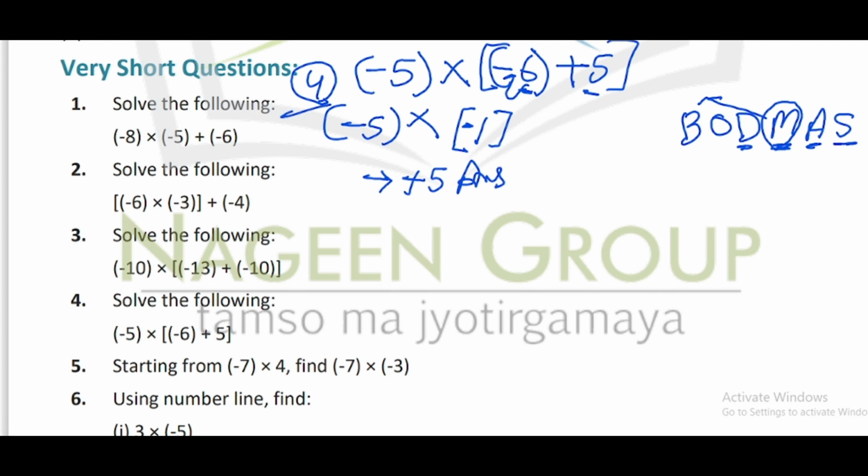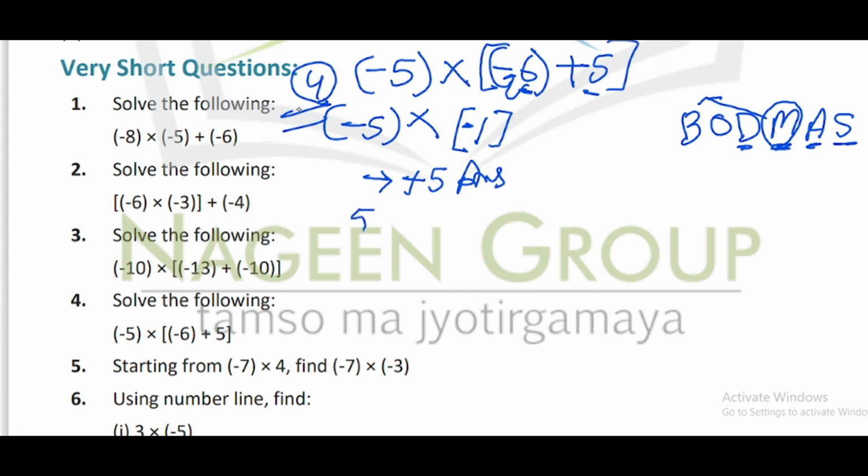Let's see how we solve. Minus 5 multiply with minus 6 add with 5. First we solve the bracket. Minus 6 and plus 5 both have opposite signs. Then we subtract, that is 1. Then the symbol of 1 is minus because 6 is greater than 5. Then we multiply minus 5 multiply with minus 1. Then first we multiply the symbols, that is minus into minus, that is plus. Then we multiply the numerals 5 into 1, that is 5. Then plus 5 is the right answer.